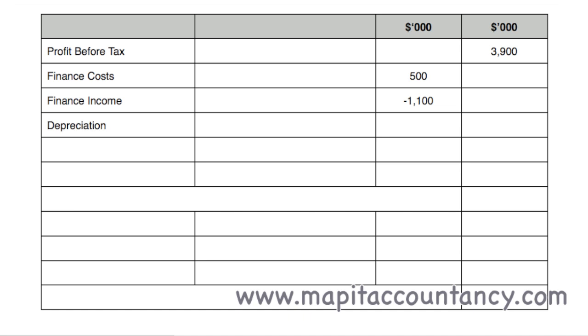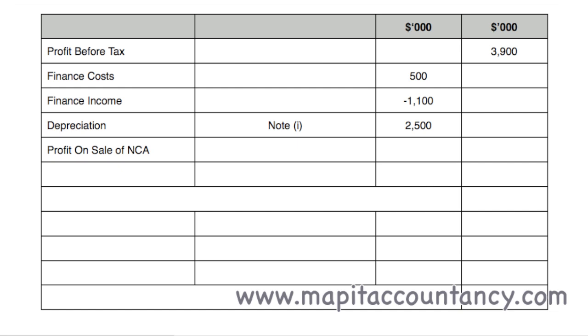So looking through the information we're given, in note 1 we can see that there was total depreciation for the year of 2,500. So we need to add that back. So make sure when you're doing these you always look through all of the notes and the information you're given to do your reconciliation. Because there's also a couple of other things in here.